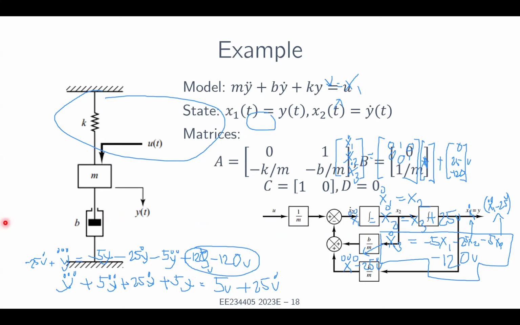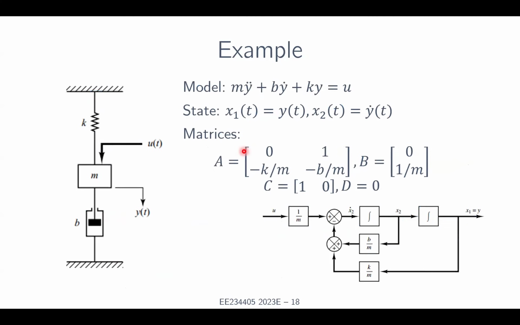All right, so next example here is for the mass spring damper system. I think this is a system that is very widely used. So suppose we have this system with this model. We already have the model, and this is a second order system because we only have two rows, and we could write the state as x1 and x2 from the output y and y dot.